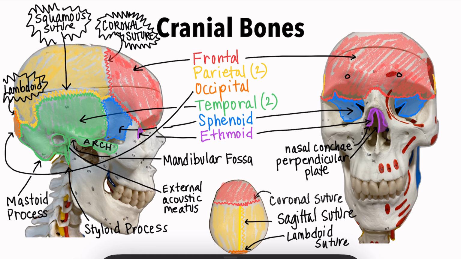So the cranial bones include the frontal bone, the parietal bones, the occipital bone, the temporal bones, the sphenoid bone, and the ethmoid bone. Those are all of them together. And then the sutures that you need to know are the coronal suture, the sagittal suture, the lambdoid suture, and the squamous suture that you can only see over on that left picture.